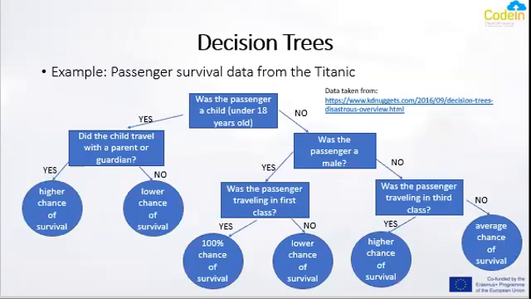Here's an example of a decision tree for the Titanic passenger survival data, designed for a beginner. It is fairly easy to interpret data from a decision tree. This is one of their strengths.